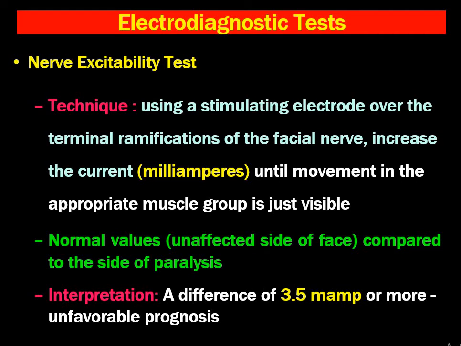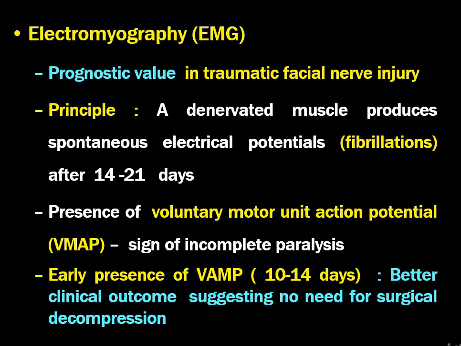The normal values from the unaffected side are compared to the side of paralysis, and a difference of 3.5 milliamperes or more signifies an unfavorable prognosis. This is very important. Coming to electromyography: electromyography has prognostic value in traumatic facial nerve injury.